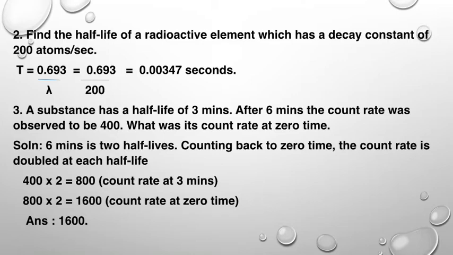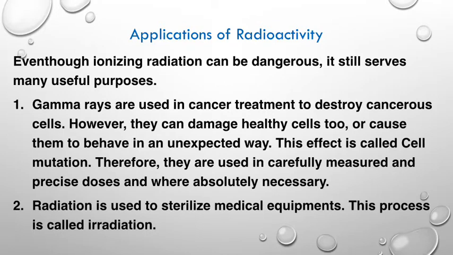So essentially, you are given 400, which is the value after 2 half-lives. And you are looking for the value when it had not started disintegrating. That means this value of 400 you have, you must double it 2 times, because after 6 minutes, there were 2 half-lives. That's why we have 400 times 2 as a count rate at 3 minutes, and then 800 times 2 as a count rate at 0 time. So the answer is 1,600. Now let's look at some applications of radioactivity.